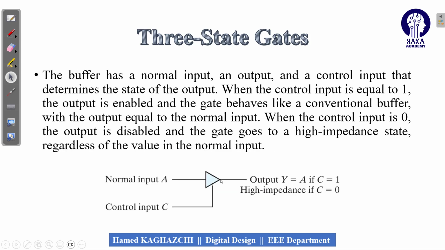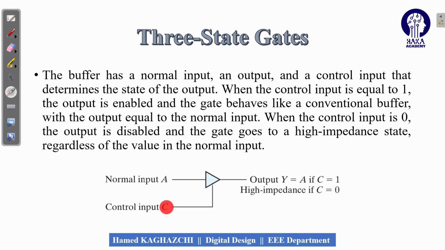And the symbol of the three-state gate is in this form that you can see. If you remember in chapter 1, when we talked about the different types of gates, I said that we have one gate which is called a buffer. And the application of the buffer is transferring the input to the output. And here you can see that we have a buffer, but another line connected to this section. We call this line a control input.